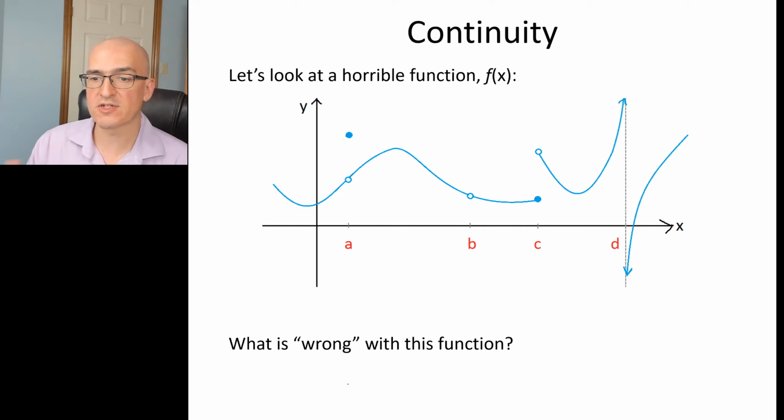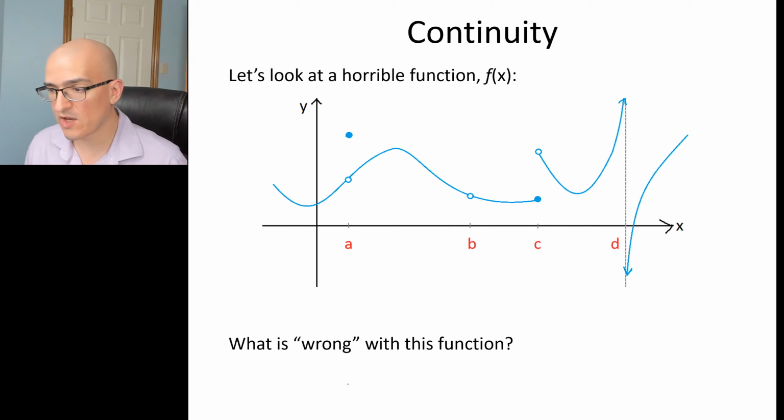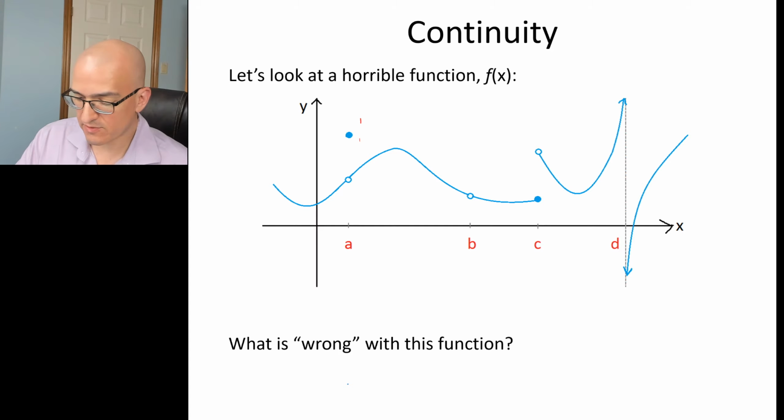Pictured here is a function with a bunch of different problems. If you want to think about lack of continuity as a problem, and I certainly do, the function has a problem at x equals a, so in this region here. What's happening there is that the value of the limit as x approaches a of f of x is this point there. But the value of the function itself at exactly a is up there. So the value of the function at a is not equal to the value of the limit at a. That's one type of discontinuity.